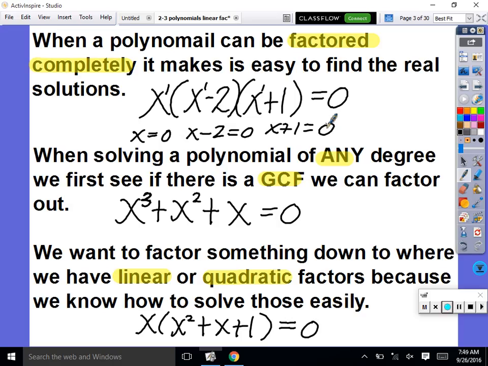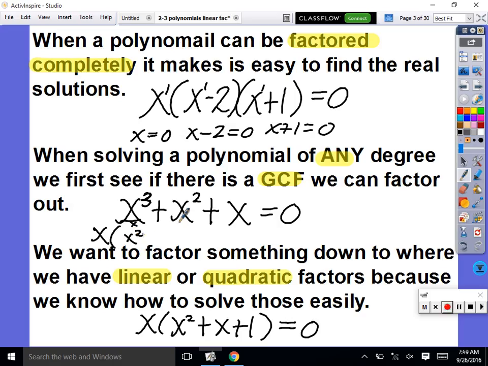So when solving a polynomial of any degree, we first see if there's a greatest common factor that we can factor out. So for example, x cubed plus x squared plus x equals 0. If I said solve to you, you would say to yourself, this is cubic, not quadratic. So I would not be doing what multiplies to be a times c and adds up to be b right here. This isn't quadratic right now. It's cubic. However, isn't there a GCF in common? An x, correct? So we're going to factor out an x. Then you divide each term by x. So this divided by x is x squared, correct?